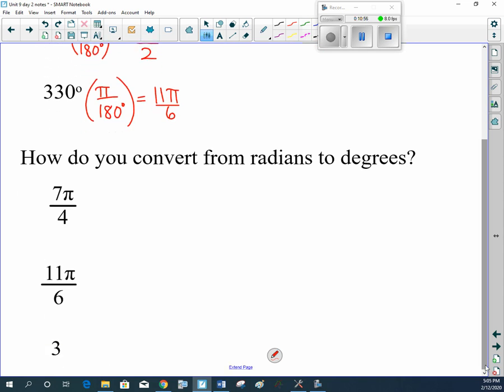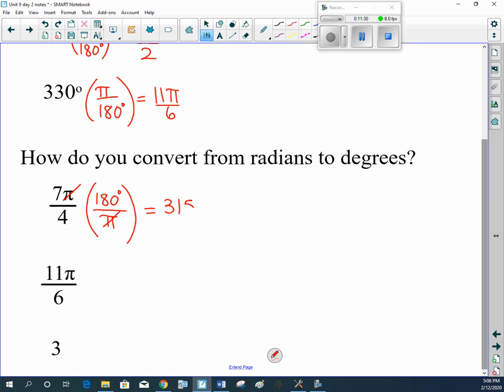So how do we convert from radians to degrees, to go the other direction? It's still the same conversion factor. 180 degrees is the same thing as pi radians. But since I want to go to degrees, this time I'm going to put the 180 in the numerator, and the pi radians in the denominator. So pi and pi will reduce, and then I'll just reduce that fraction. So let's see, we end up with 315 degrees.